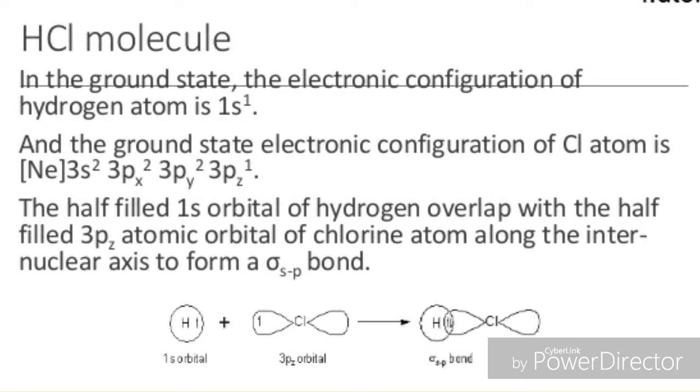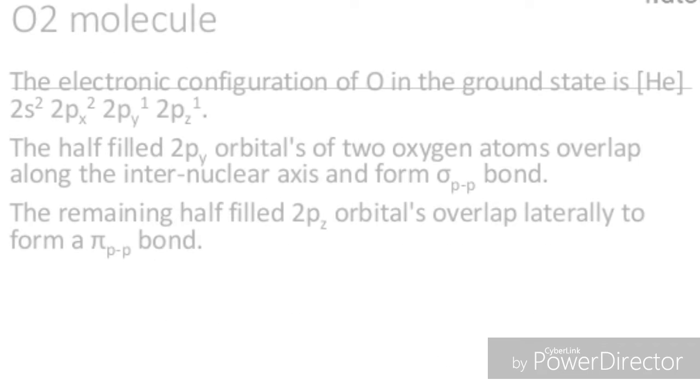Students, in HCl molecule, hydrogen chloride, polar covalent bond is present. In case of HCl molecule, the half-filled 1s orbital of hydrogen atom overlaps with the half-filled 3pz atomic orbital of chlorine atom along the internuclear axis to form a sigma bond. Here you can see that.